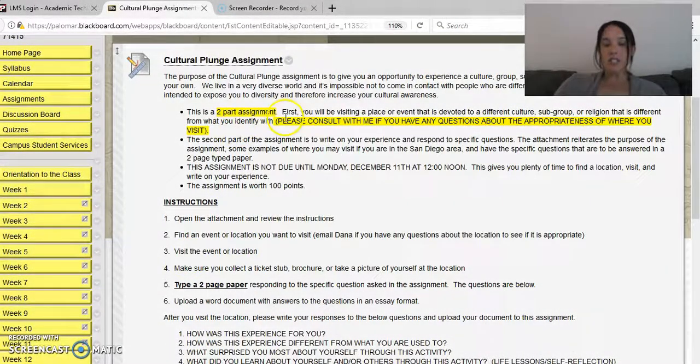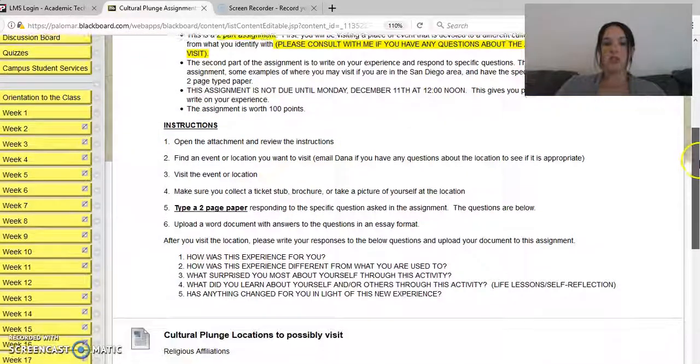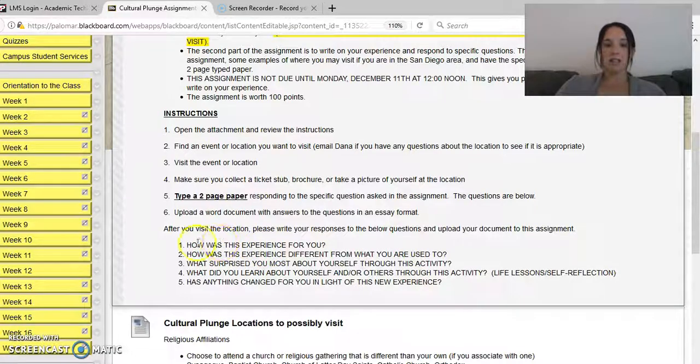So you're going to visit this place, whether it's a museum, a cultural event that you saw taking place, or a religious association or organization. After you visit the location, you're going to answer the questions in a 2-page paper that's listed below.